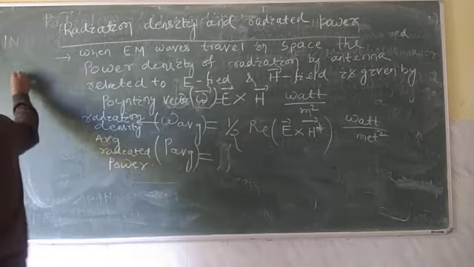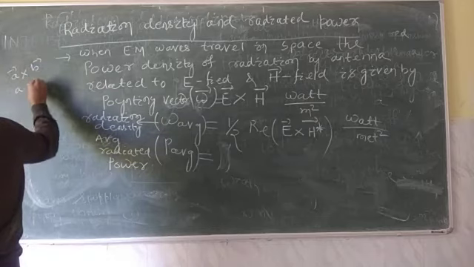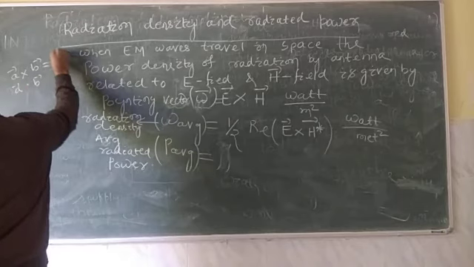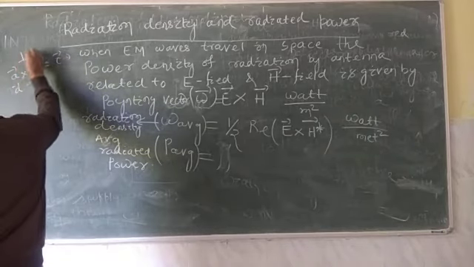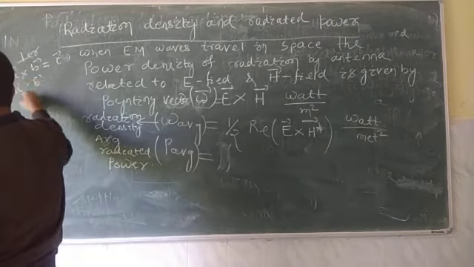Vector multiplication is of two types: either cross product or dot product. In cross product, the result is a vector, and the direction of this vector is perpendicular to both A and B.